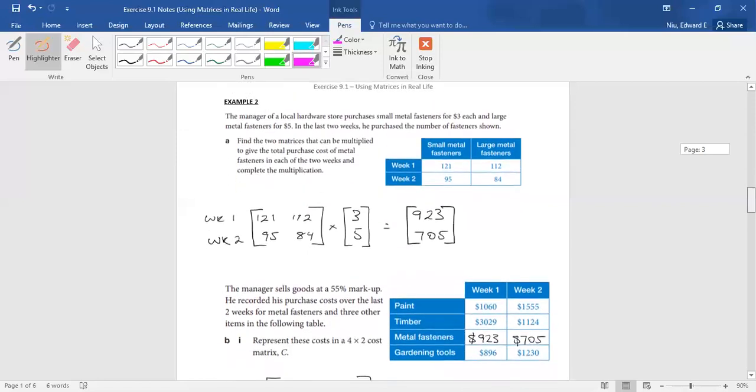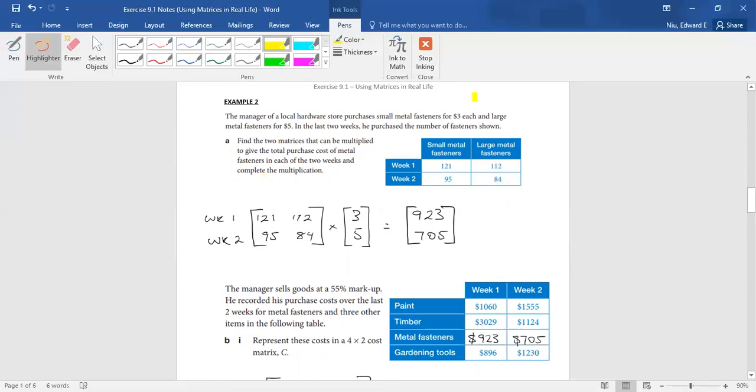Example 2. So this is probably a lot more practical and what matrices are actually used for in a business. The manager of a local hardware store purchases small metal fasteners for $3 and large metal fasteners for $5. In the last 2 weeks, he purchased a number of fasteners as shown. Part A, find the 2 matrices that can be multiplied to give the total purchase cost of metal fasteners in each of the 2 weeks and complete the multiplication.